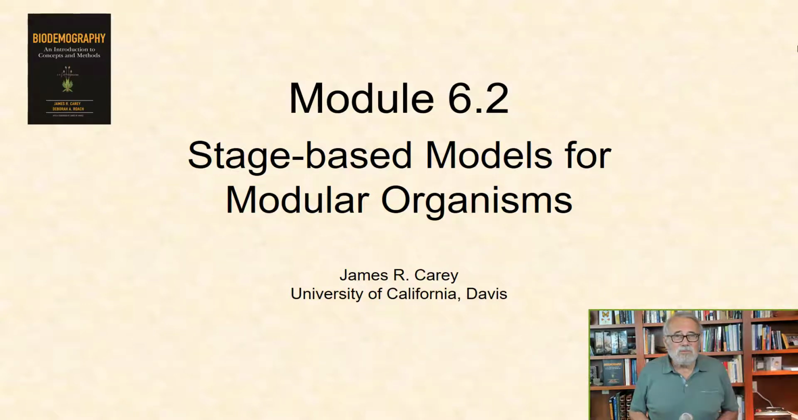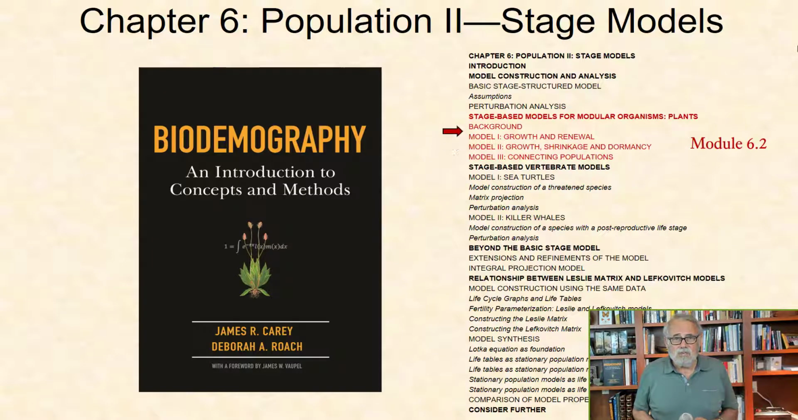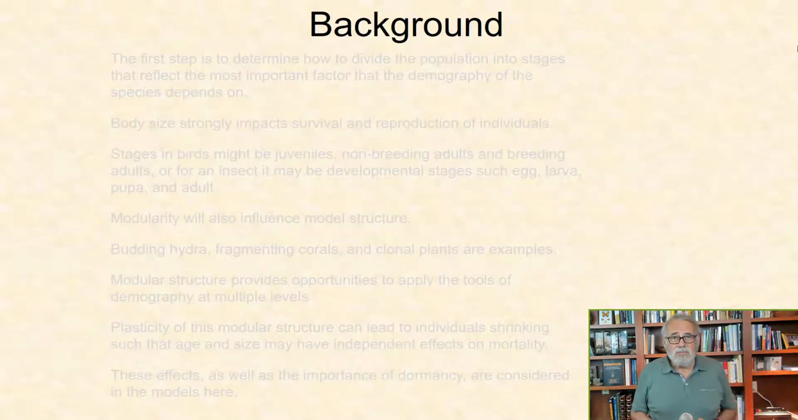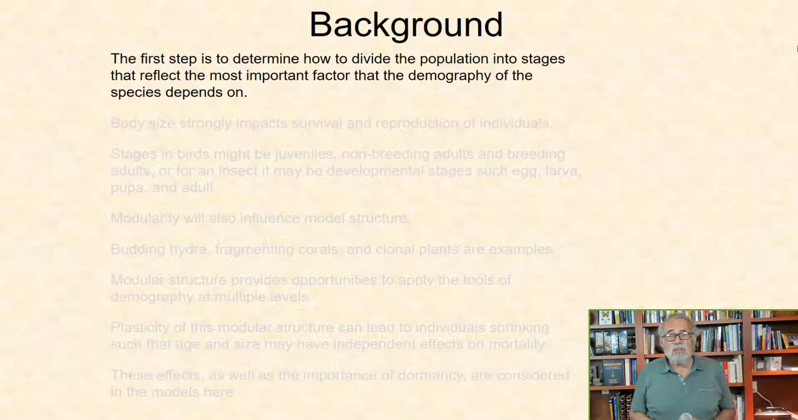In this second module of Chapter 6 on stage models, Module 6.2, I will discuss stage-based models for modular organisms with a specific focus on plants. The first step when building a stage-structured model is to determine how to divide the population into stages that reflect the most important factors that the demography of the species depends on.